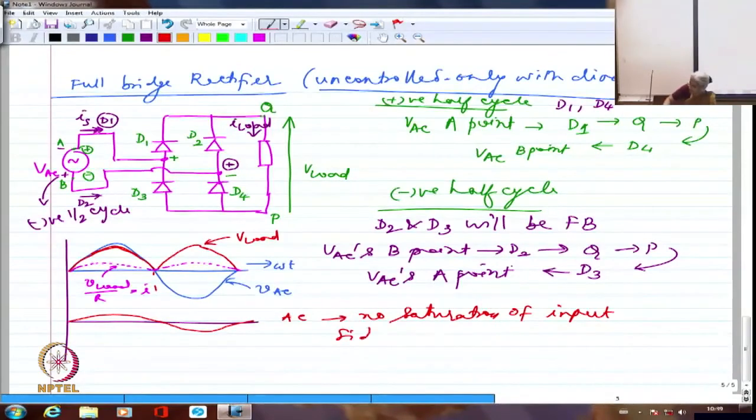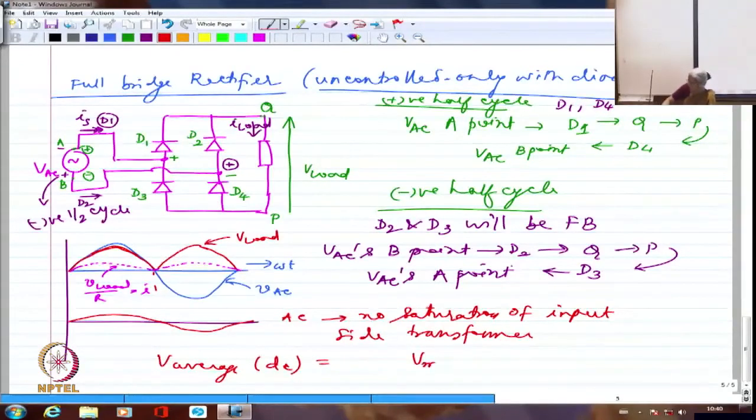I am sure you can derive the expression for voltage. You have to essentially say V average on the DC side or load side will be equal to Vm sin omega t integrated over 0 to pi, averaged over pi. It is repeating itself, right? d omega t. This will be definitely twice the value what we got. So 2 Vm by pi. Right? Okay?